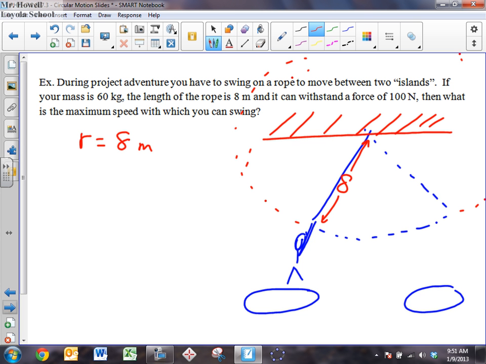Next, you're told the mass, so just list that, please. You're told the maximum force that the rope can withstand is 100 newtons. So what would I call this, instead of just F? For max, you mean? Okay, well, you will use an M, but before the M, what kind of force is this? Centripetal. So we call it FC, and then we can put a little max down here.